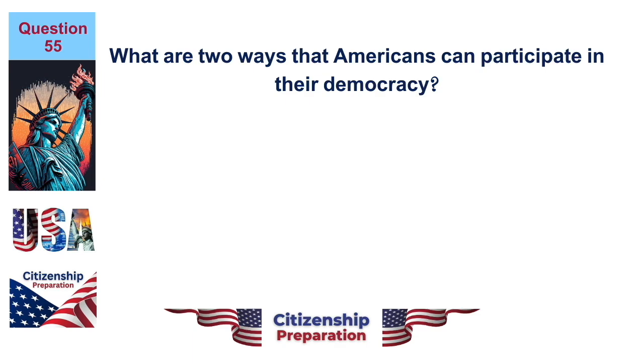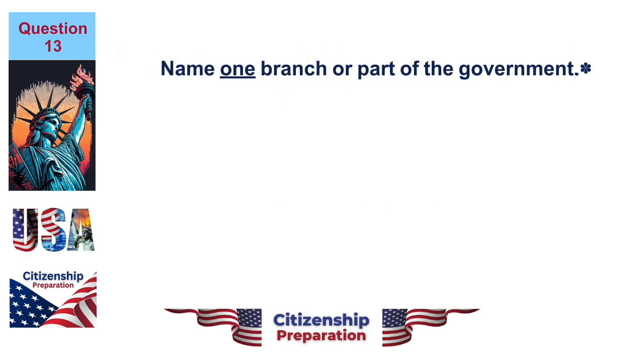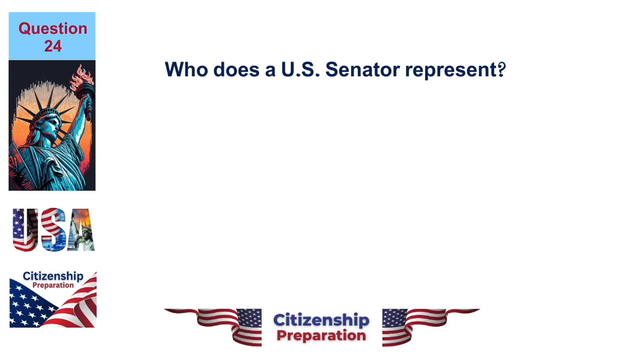What are two ways that Americans can participate in their democracy? Vote. Join a political party. Name one branch or part of the government. Congress. Who does a U.S. Senator represent? All people of the state.